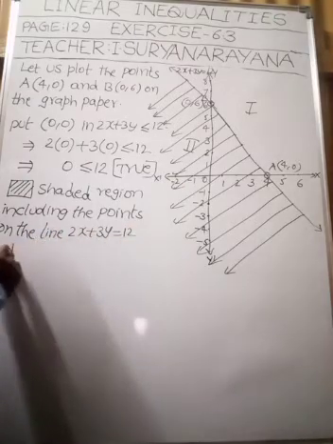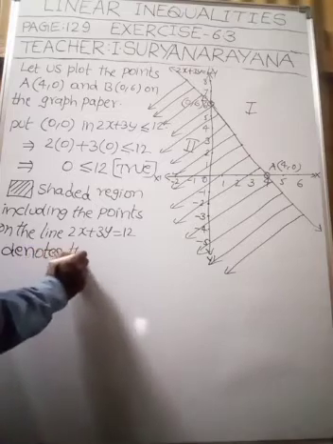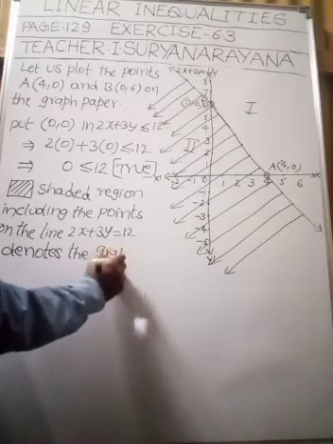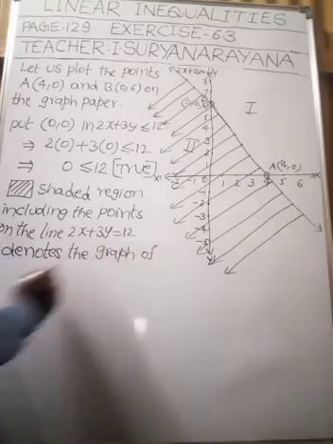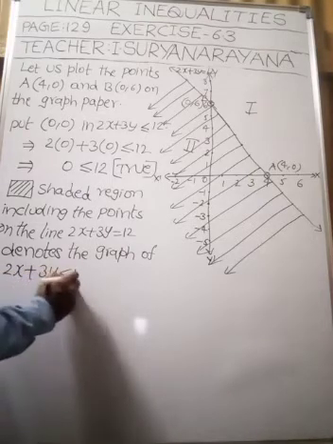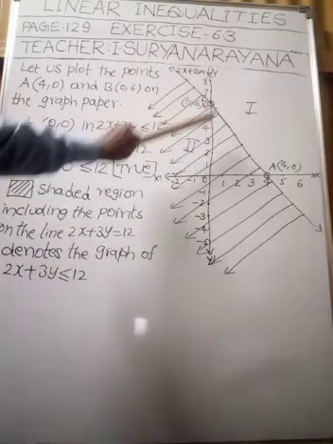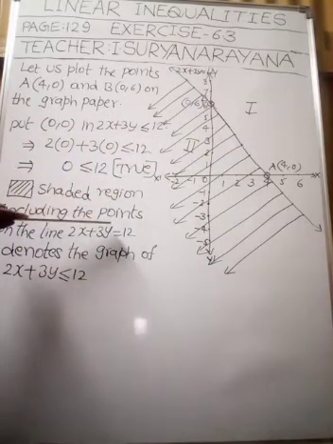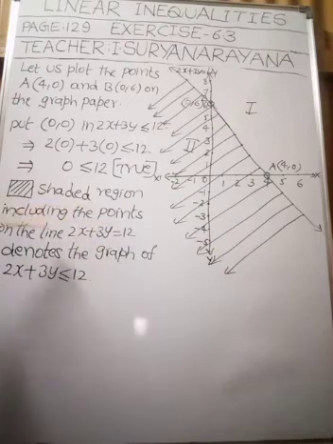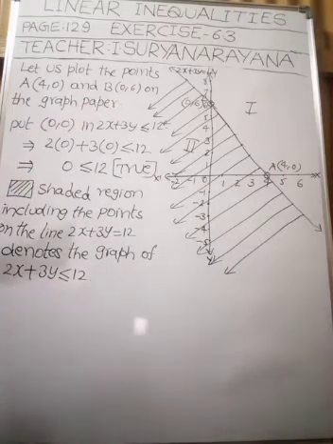So this slant lines shaded region denotes including the points on the line 2x plus 3y is equal to 12, denotes the graph of 2x plus 3y is less than or equal to 12. Understood this point, my children?